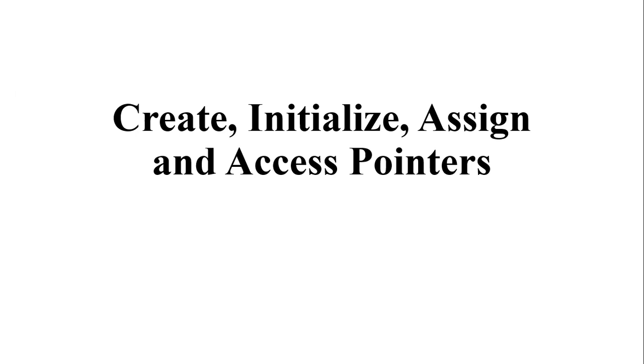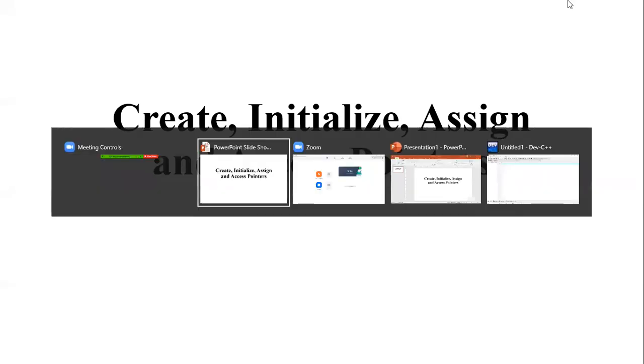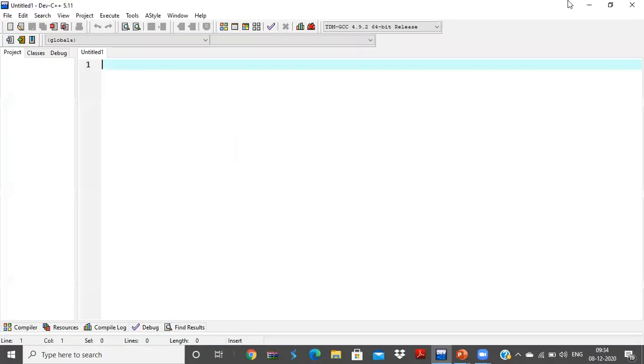Let us go into the Dev C compiler. Sorry, C. Yes, my compiler is ready. Now I'm going to do my creation, initialization, accessing, and using the pointer variables. Let us see how to do that. Creating and accessing pointers, that's what I'm going to do.